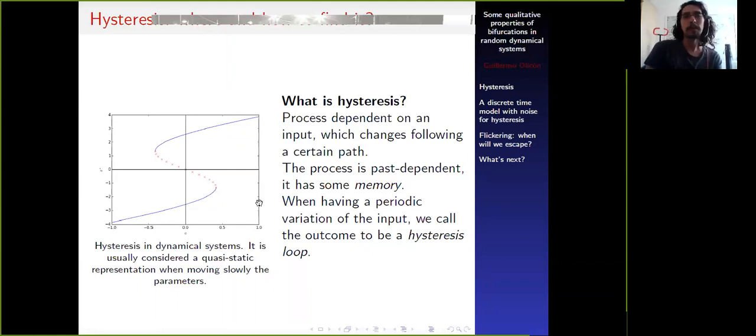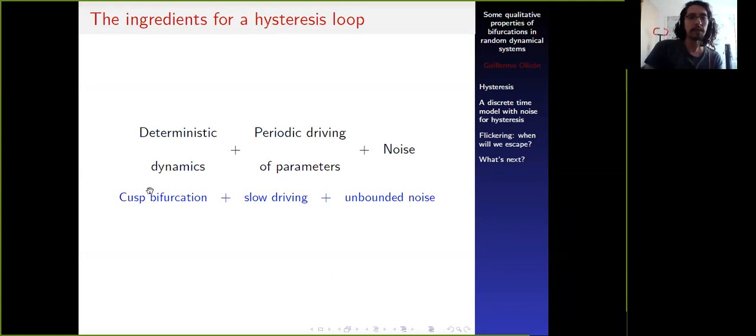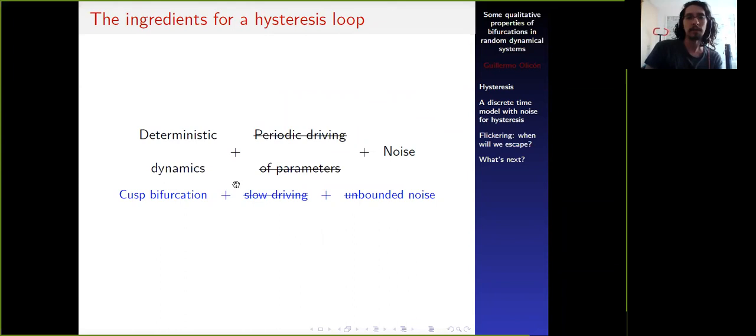Now, the typical scenario for this is we take the cusp bifurcation, which is like the normal form for hysteresis. Then we take a slow driving of the parameter, and then we take unbounded noise. In this talk, I'm gonna take a completely different scenario. I'm gonna remove for the moment the slow driving of the parameter, and now I'm gonna take bounded noise. So the previous scenario is typical for what people with stochastic differential equations do. I'm gonna work with random diffeomorphisms or random maps.